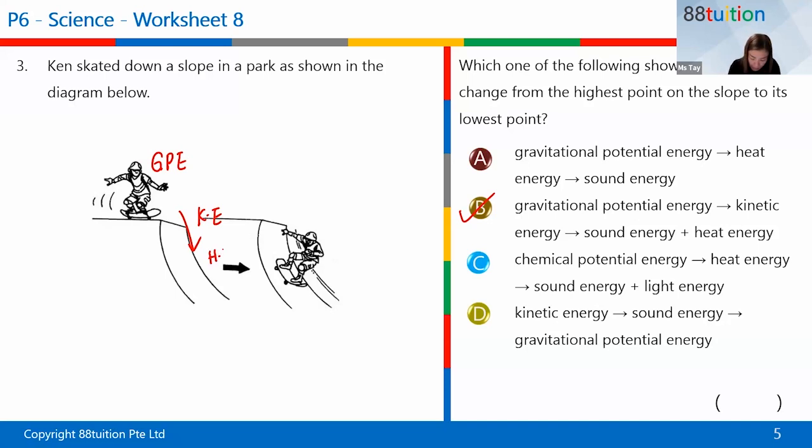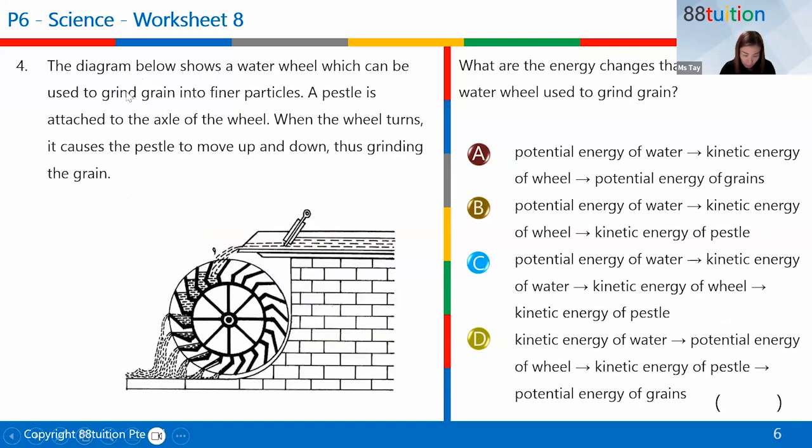Then there's heat energy, also sound energy. Now the heat and the sound energy is produced due to the movement, right? Not because of the friction. Next week when we start learning forces, you will understand more about gravity, more about friction, more about magnetic forces also. Question 4.